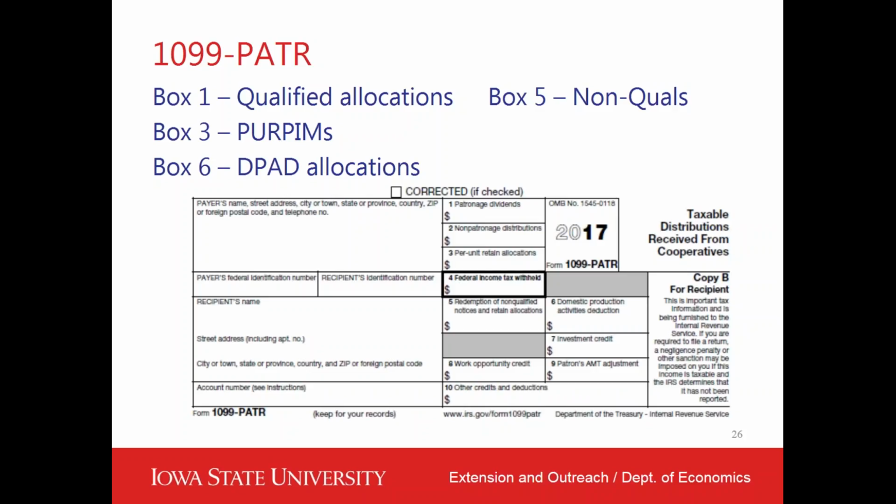So if instead the co-op had decided, of taking the $2 million domestic production activities deduction, to allocate that to the membership, Sarah and Steve would see something in their box 6, which is the domestic production activities deduction, that was their allocation that they could use as a tax deduction from their income taxes. Finally, box 5 will be the non-qualified allocations. Those are redemptions in non-qualified, at the point not at which they're allocated, but the point at which they're redeemed. So if there are any redemptions in non-qualified, those would show up there.